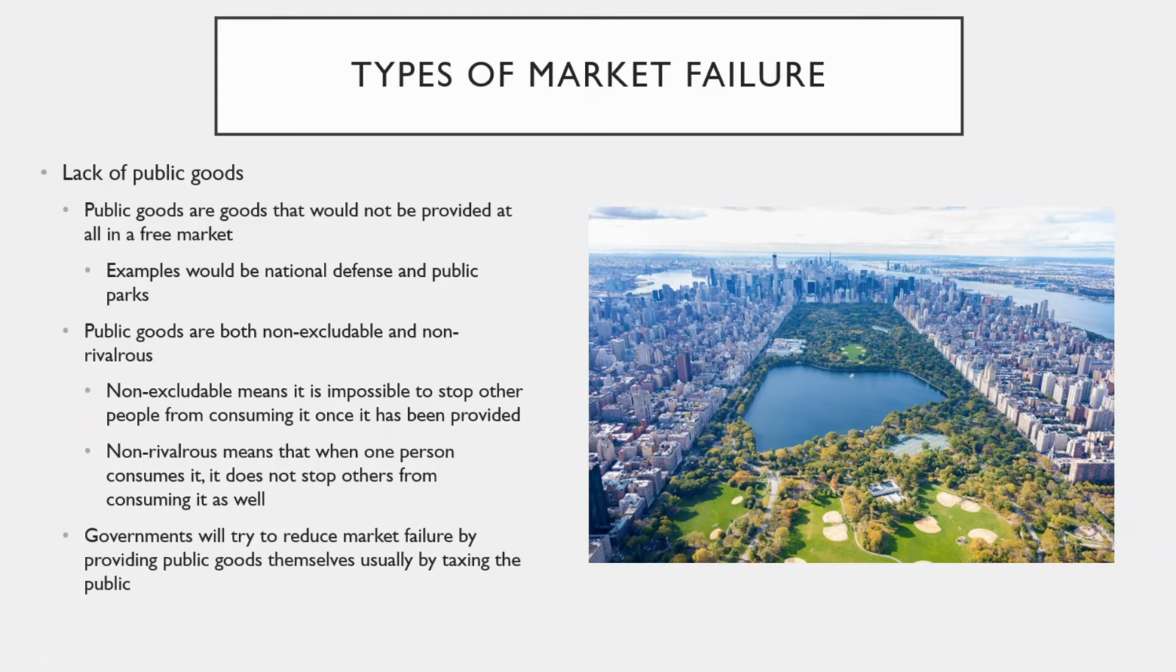National defense, public parks. Public goods are both non-excludable and non-rivalrous. Non-excludable means it's impossible to stop other people from consuming it once it's been provided. And non-rivalrous means that when one person consumes it, it does not affect another person. Governments do try to reduce market failure by providing public goods, usually by taxing the public. And we are going to talk about types of goods at the very end of this.